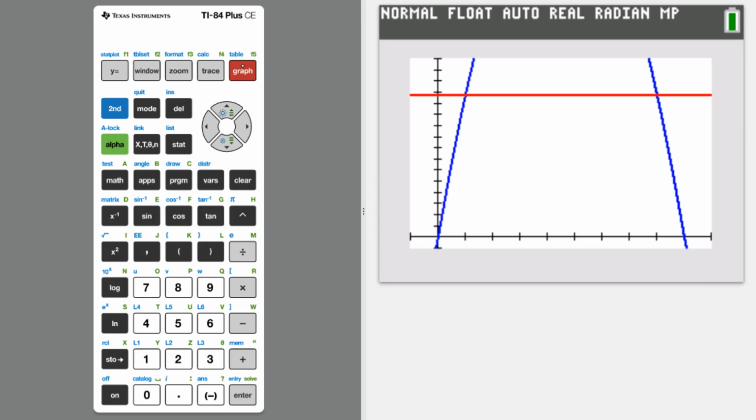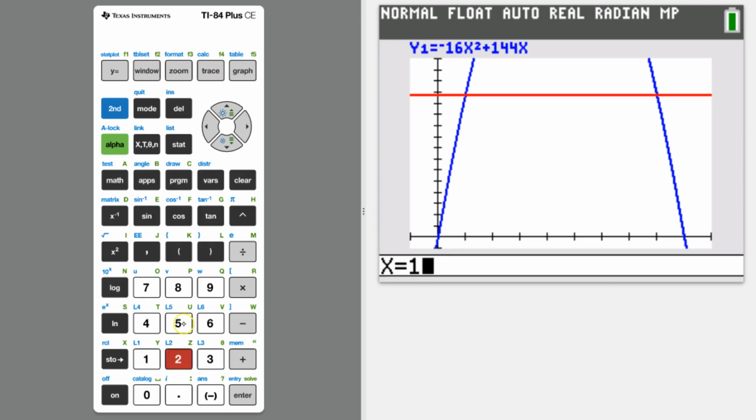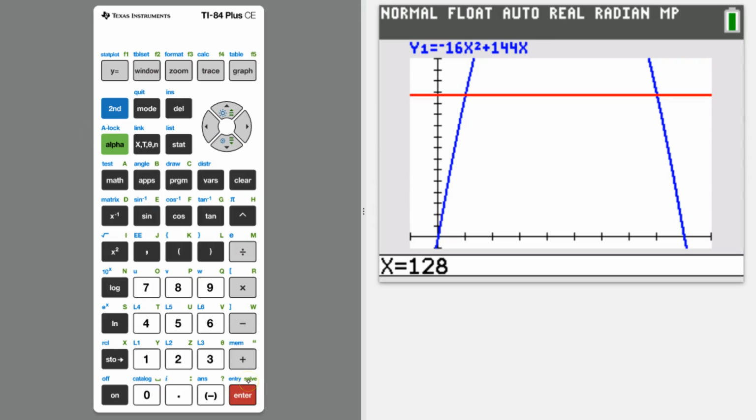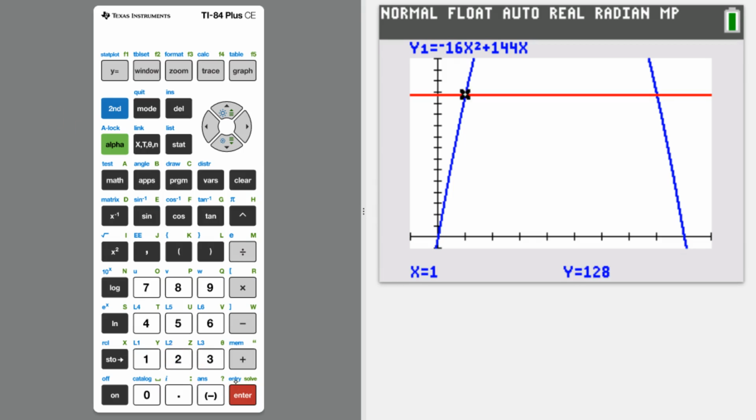Okay, you can see that I didn't make my y values go high enough to see the top of the parabola, but that's not really important in order to answer the question. We do see a line at a height of 128. Oh, that's my x value, not my y value, sorry. Let me clear that. So when x equals 1, we happen to be right there at a height of 128.